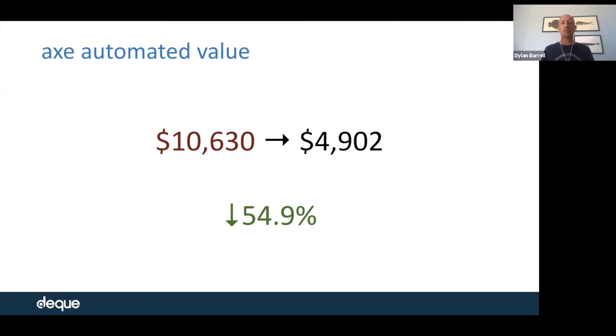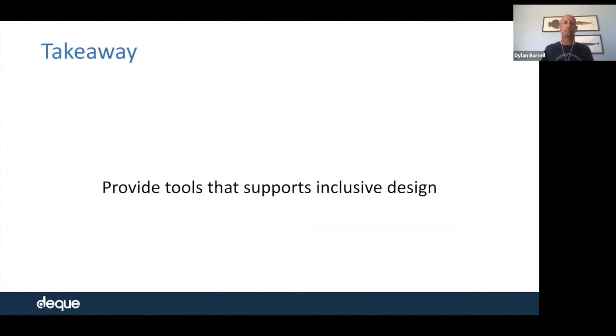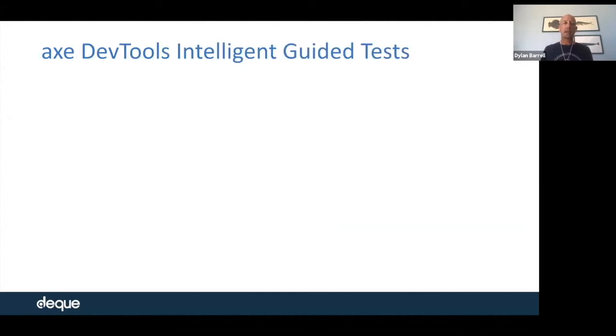So what does that do to the cost? Well, at the organization that we're talking about, it actually addressed over 50% of the cost and pushed the cost down from $10,630 per page to just under $5,000, $4,902 per page, which is a savings of 54.9% of the cost. So the takeaway there is to really provide tools that support the inclusive design and allow developers to take that intent and carry it through into the code that they are developing.